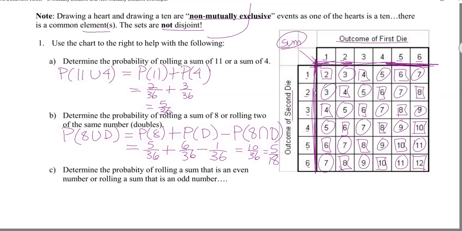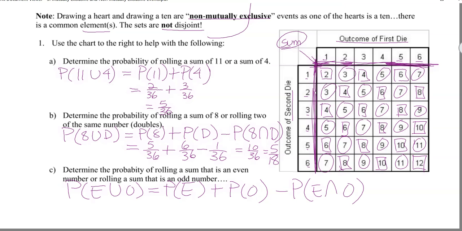Okay, so probability of rolling a sum that is even or odd. Are there any numbers which are both even and odd? So the probability that it is even or odd is the probability of even plus the probability of odd. Now, are there any numbers which are both even and odd? The answer is no, so we don't need to do this. Probability of even and odd.